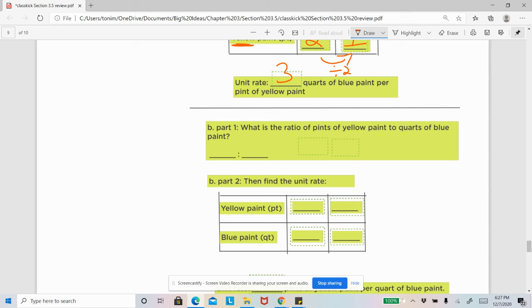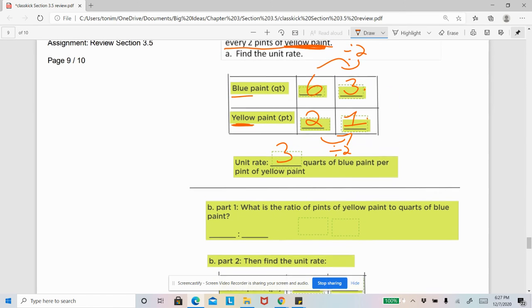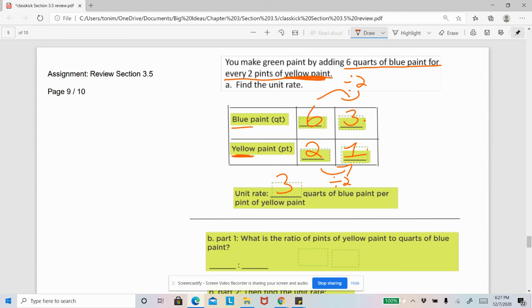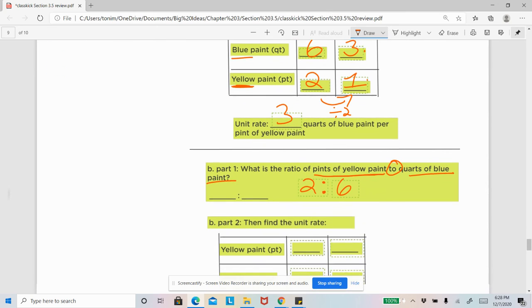Now they asked us for problem B, part 1: what is the ratio of pints of yellow paint to quarts of blue paint? If you notice, they reversed it. Pints of yellow paint is 2, so you're going to have 2 here. And then quarts of blue paint is 6. So your rate is 2 to 6.